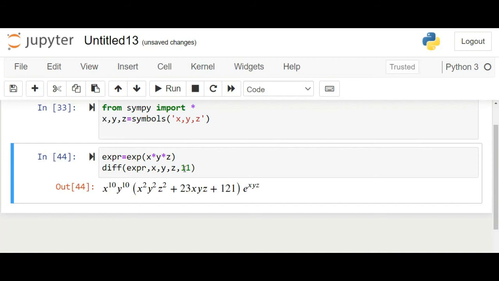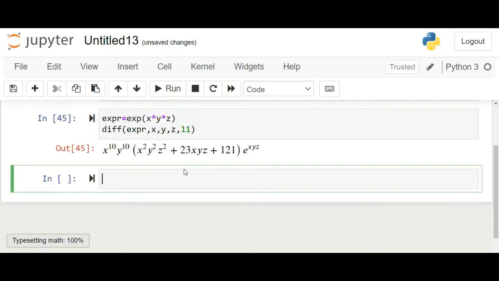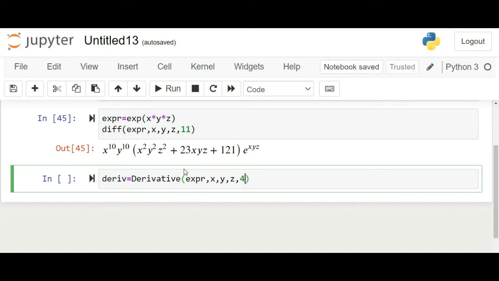Okay, now we are moving a little forward, just like derivative of derivative is equal to derivative, and inside the parenthesis we shall write expr, expression comma x comma y comma z comma 4, if I write just like this.